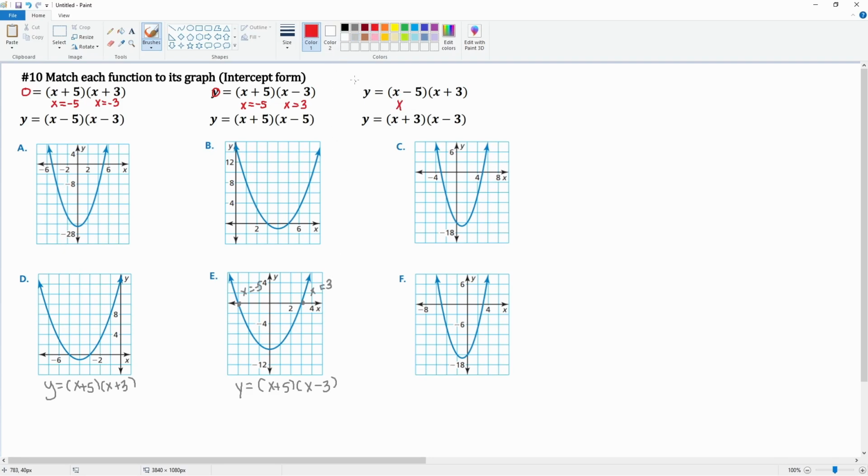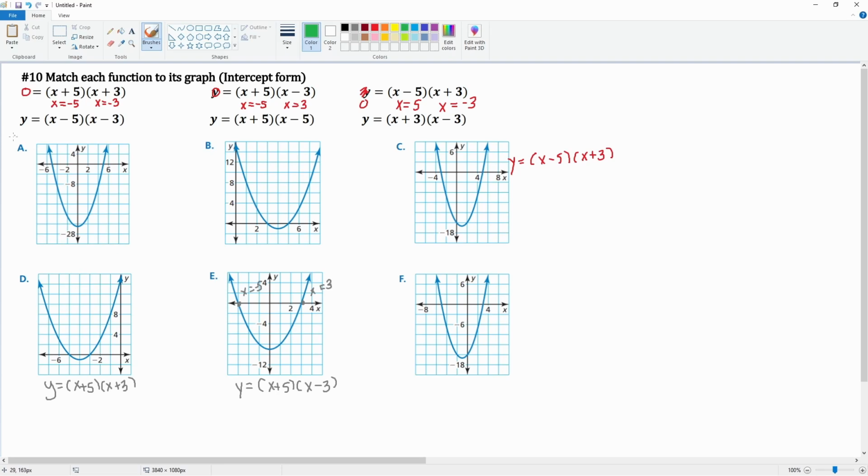Next, this is x. Again, we set this equal to 0. X is equal to 5, and x is equal to -3. All right. So +5 and -3. No, for 5 and -3. Oh, it would be this one. Y is equal to x minus 5 and x plus 3.